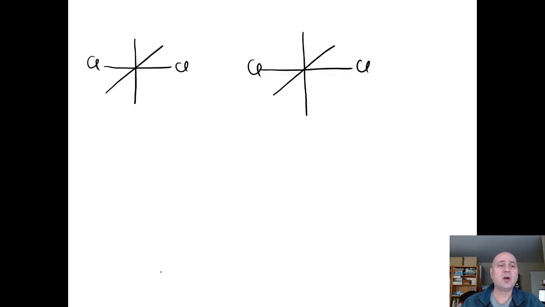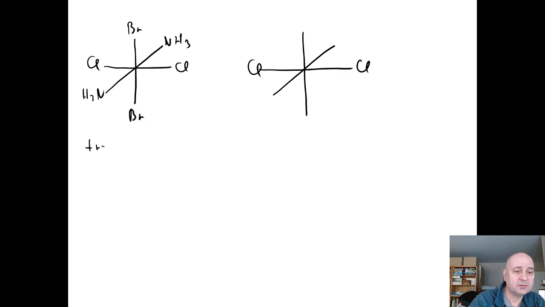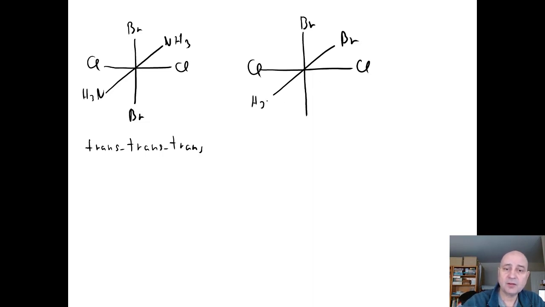So for the next combination here, we can have everything in trans, for example, here. Now we can put the bromos and the amines in the trans position here. So this is trans, trans, trans. And then I can put the bromos and the amines cis. And we do have a mirror plane, so we don't have any stereoisomers.